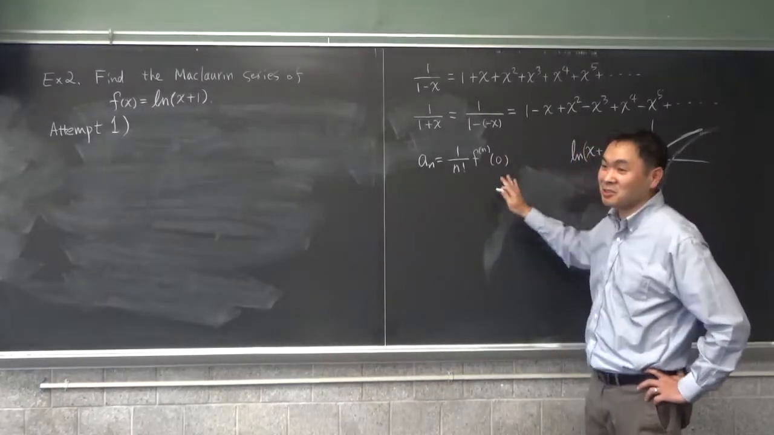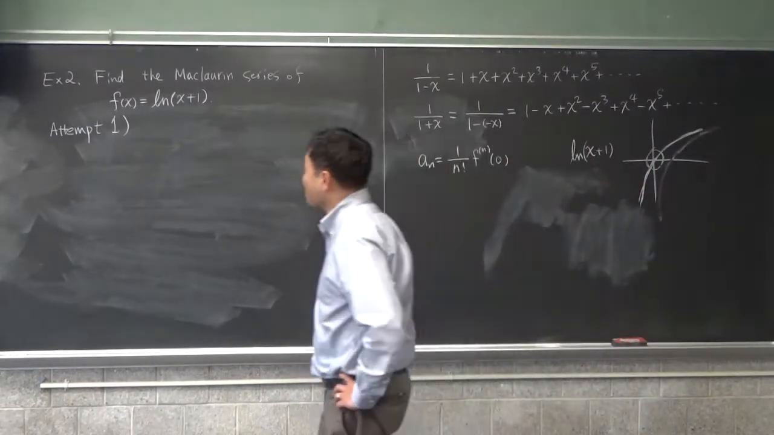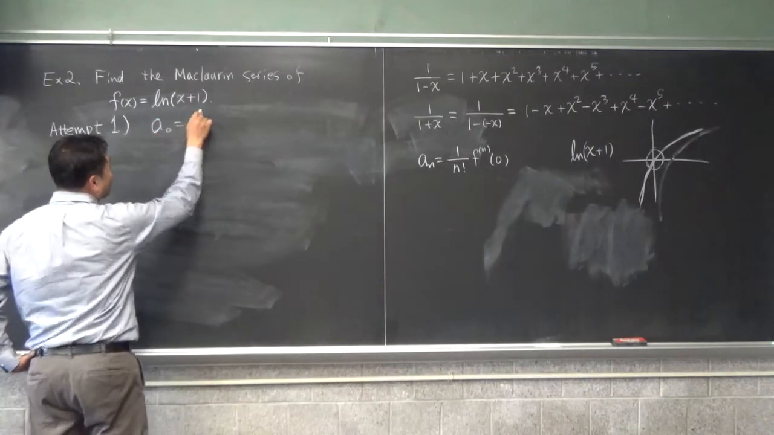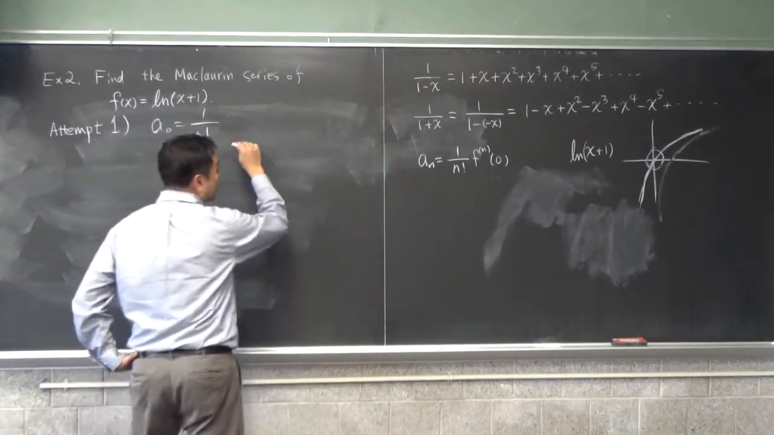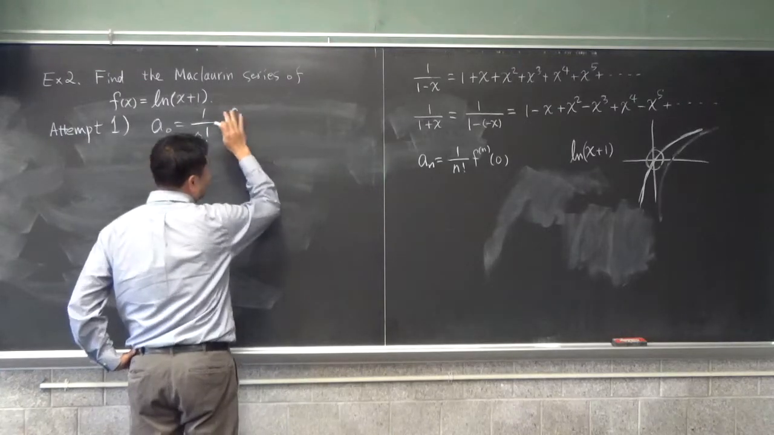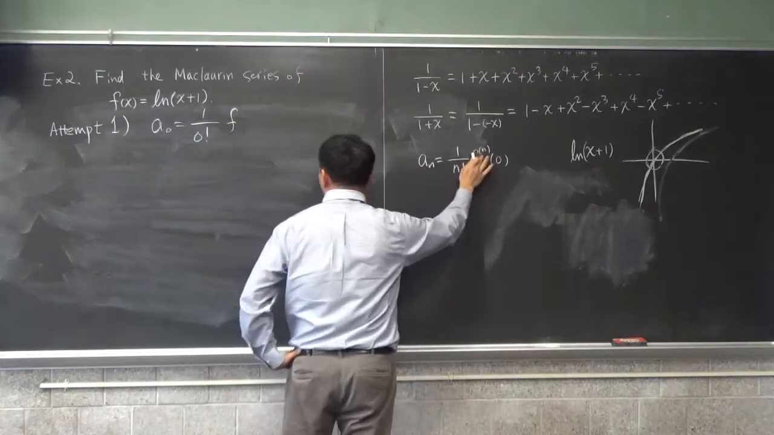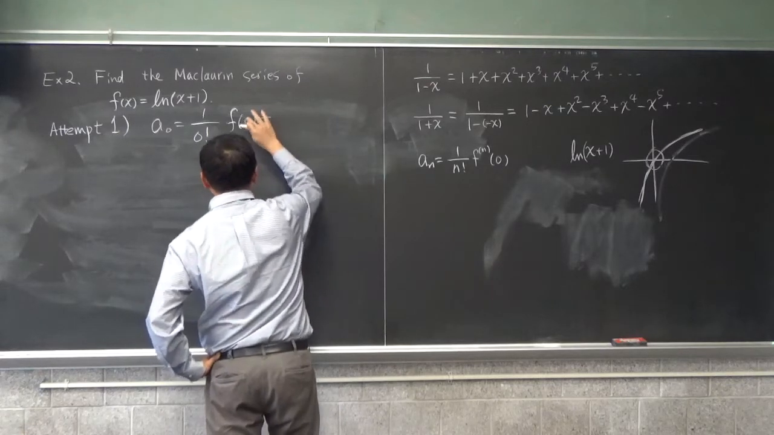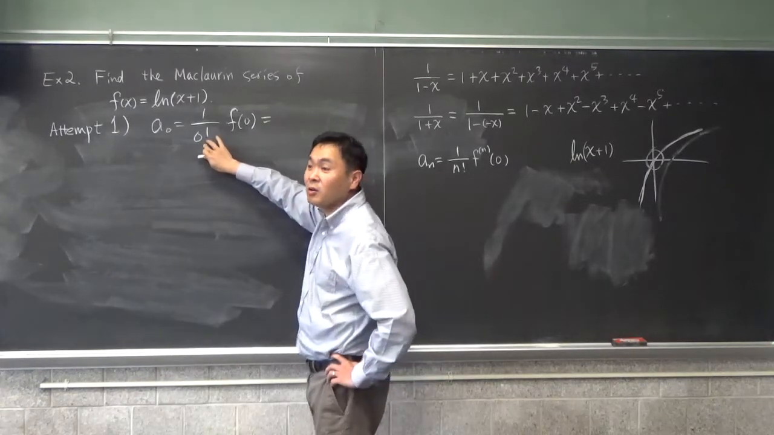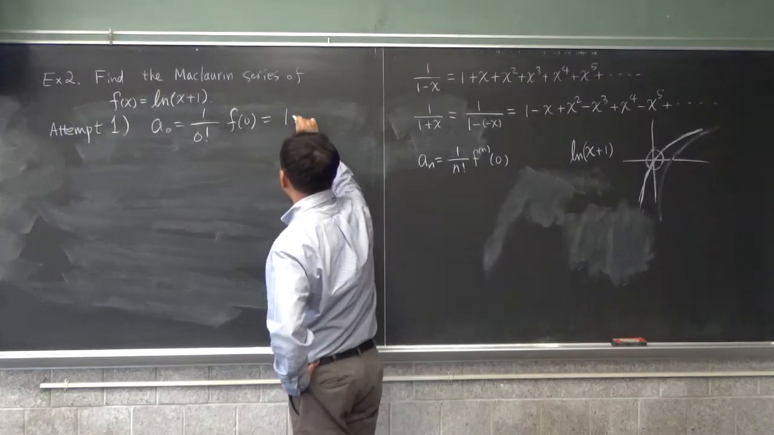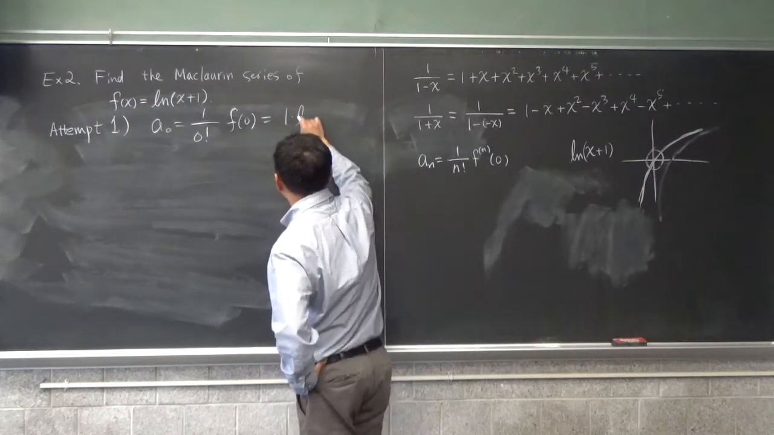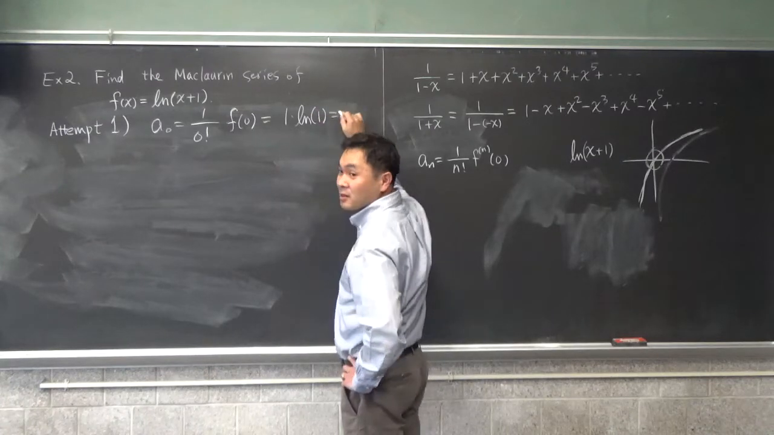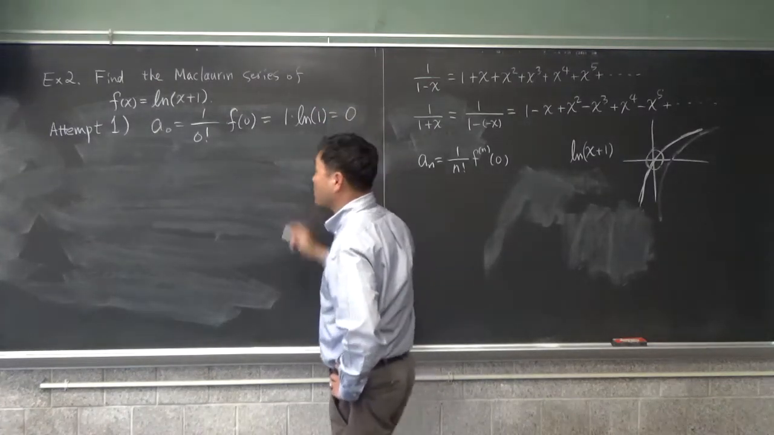Unfortunately, that's not true in this case. But nonetheless, let's still try, okay? So what is A0? A0 is 1 over 0 factorial f differentiated 0 times, so it's just f itself, and then you plug in 0. What's 0 factorial? 1. So it's 1 times f of 0, but what's ln of 0 plus 1, or ln of 1? What's that? 0. Ln of 1 is 0, right?